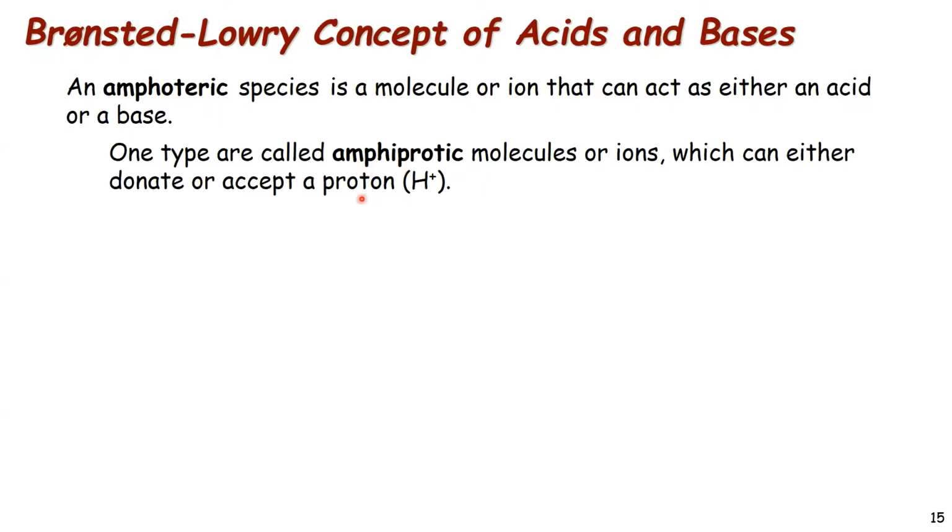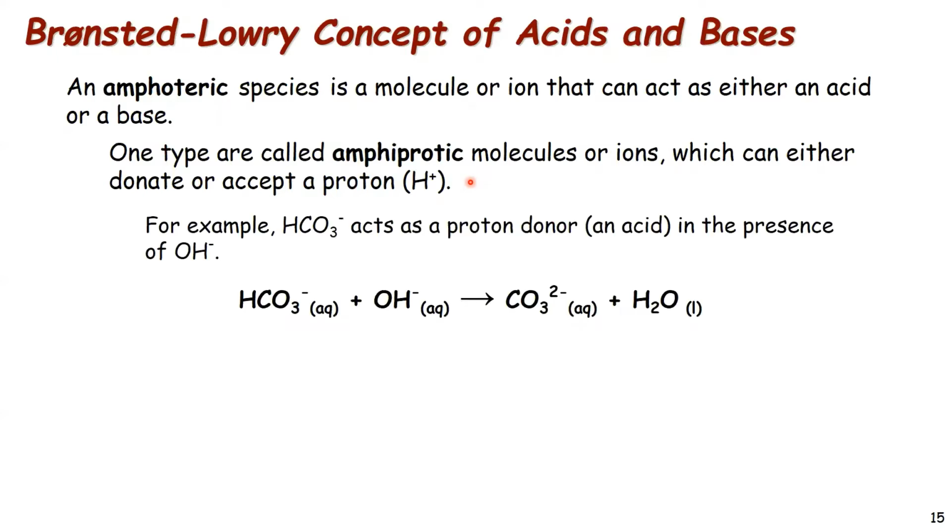An amphiprotic species can either accept or donate H plus. Amphoteric is more broad, simply saying that the molecule can act as an acid or a base, which is going to include that Lewis acid-base concept. Amphiprotic is basically just for the Bronsted-Lowry concept. So again, it's a molecule that can either accept or donate H plus.